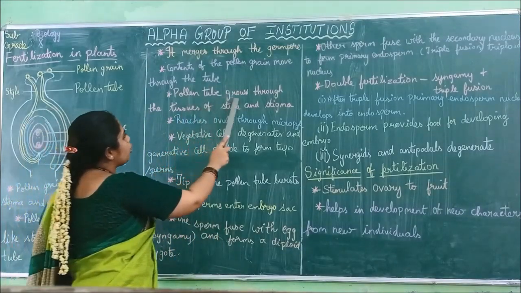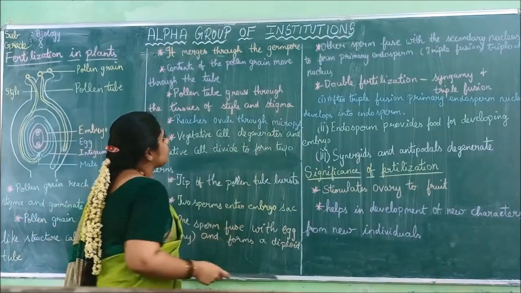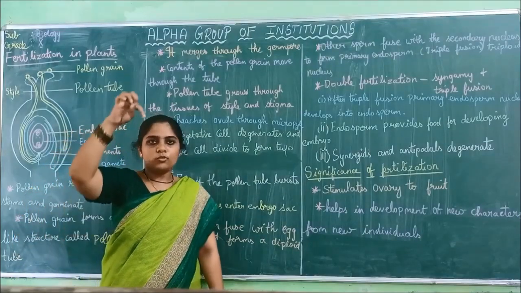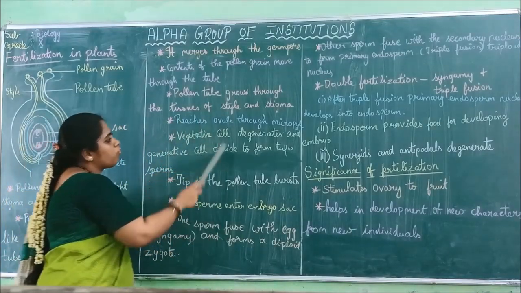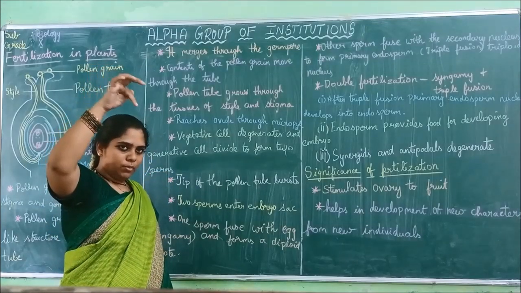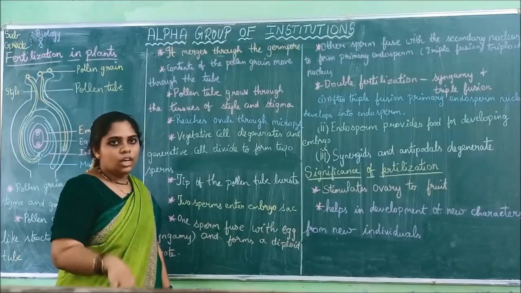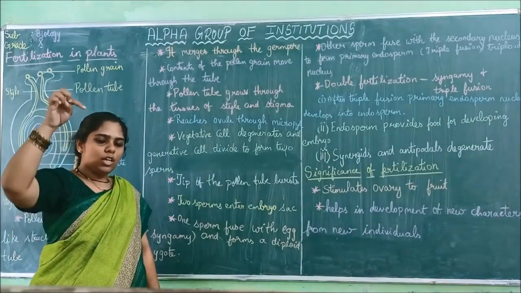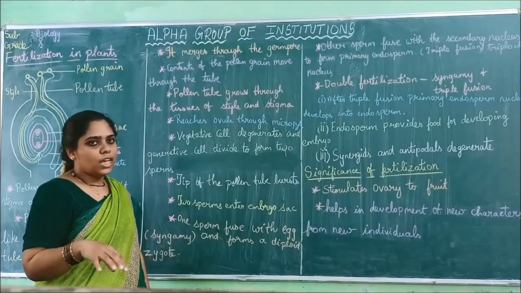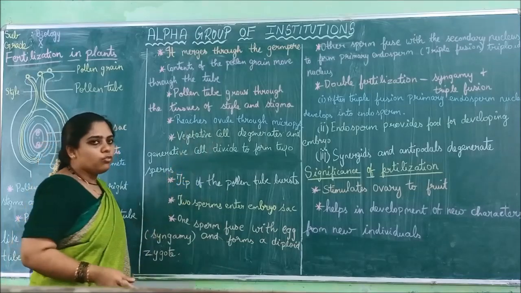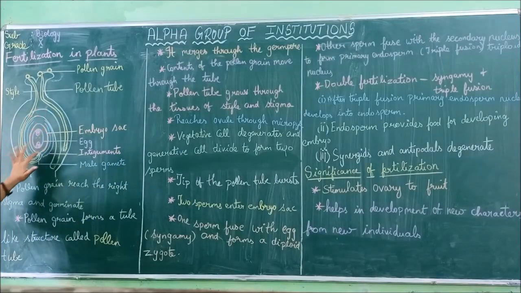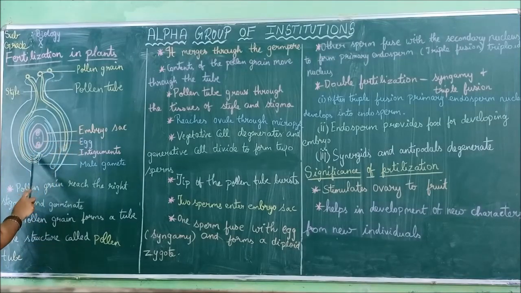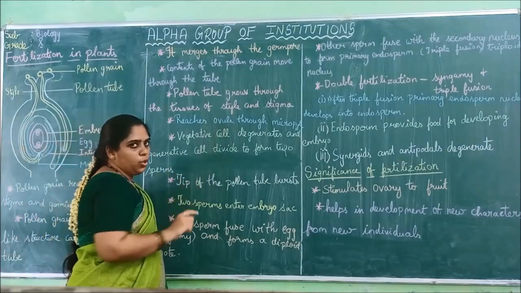Then the pollen tube grows through the tissues of the style and stigma. The ovary, style and stigma are present. Through the stigma and style, this pollen tube will grow and reach the ovary, and inside that the ovule is present. Finally it reaches the ovule through the micropyle. When you remember the ovule diagram, this is the chalaza end, and here is the micropyle end. Through this end only, the pollen tube enters.